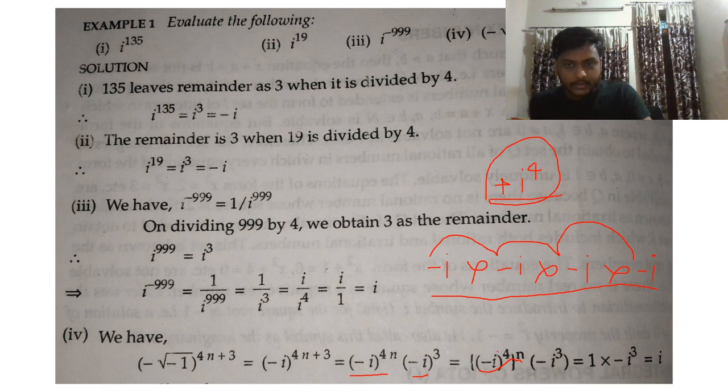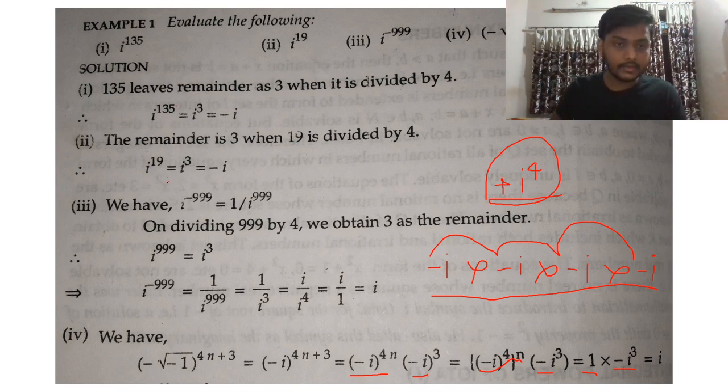This is my plus iota to the power 4, and that would be 1. Similarly, I can do the same for minus iota to the power 3 as well. So minus iota to the power 3 will be minus iota, minus iota, minus iota. So this will be minus 1 into I to the power 3. And I to the power 3, as you can see here, is minus iota. So minus of minus iota will be plus iota.